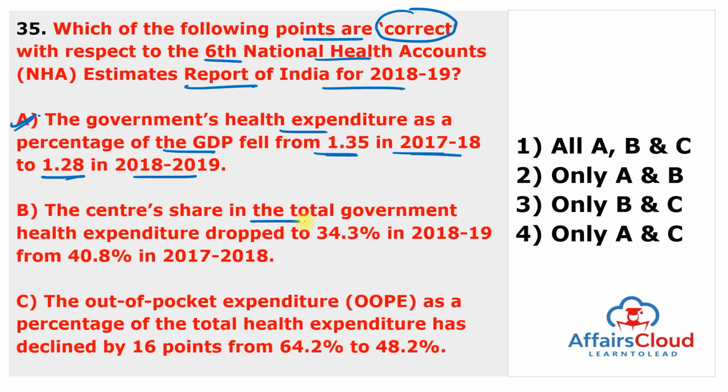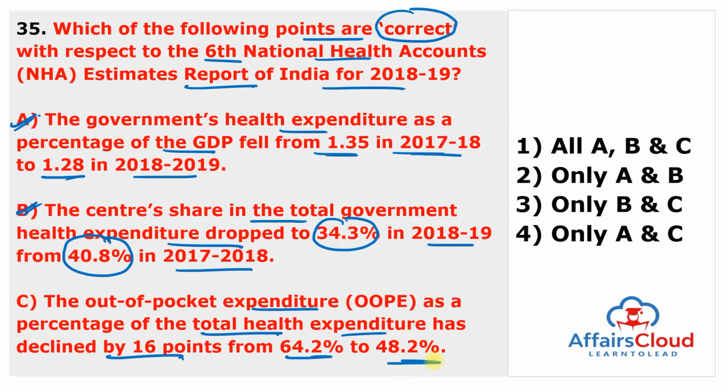Next is the centre's share in the total government health expenditure dropped to 34.3% in 2018-19 from 40.8% in 2017-18. This statement is also true. The out-of-pocket expenditure as a percentage of the total health expenditure has declined by 16 points from 64.2% to 48.2%. And when we are comparing the figures of 2013-14, this out-of-pocket expenditure as a percentage of the total health expenditure declined by 16 points, and this is a comparison if we are comparing with 2013-14.